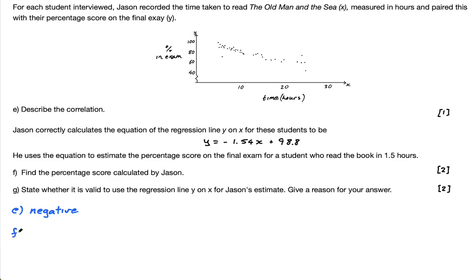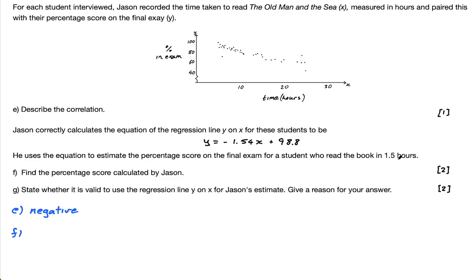Part F. He correctly calculates the equation of the regression line y on x for these students to be this. So this is the regression line. He has not asked you to calculate it. Fine, that would be difficult to calculate using this graph, because you'd have to find every single point. He then uses this equation to estimate the percentage score in the final exam for a student who read the book in 1.5 hours. Find the percentage score calculated by Jason.